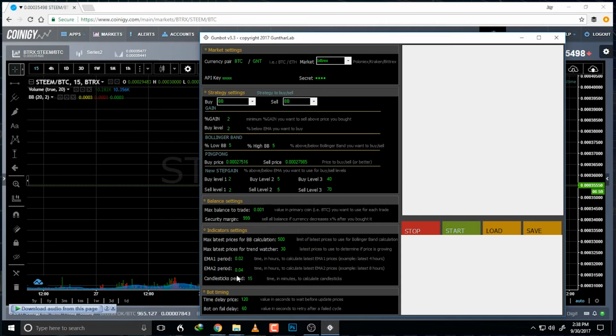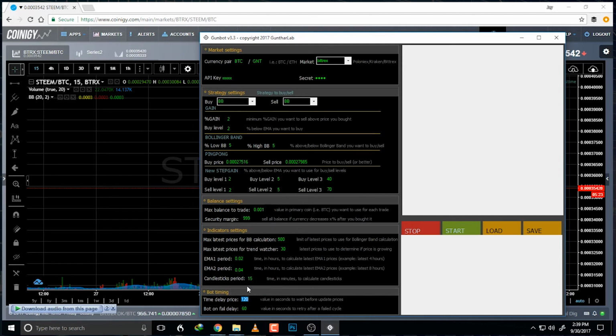I left these the same. The EMA period, I leave those default. I'm not going to go into those because I don't change them, so I haven't gone into that. And the candlesticks period, the default is 15. I've left it at 15 as my default. Time delay is 120 for the price.